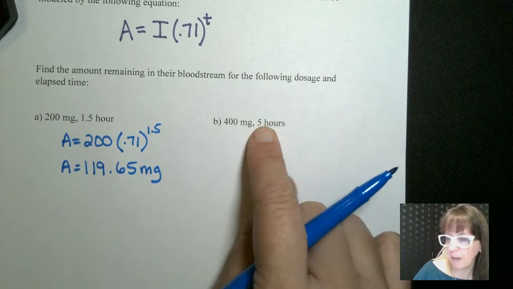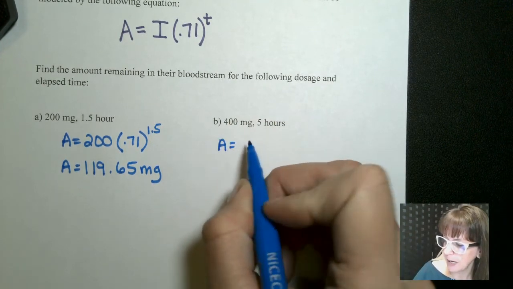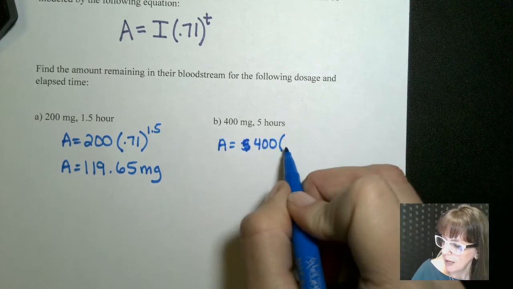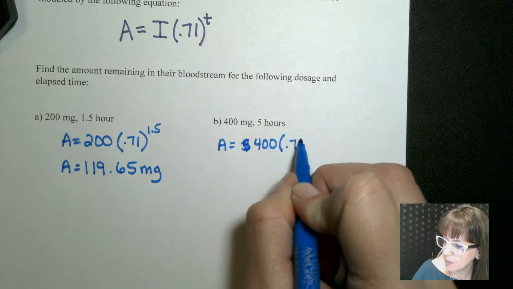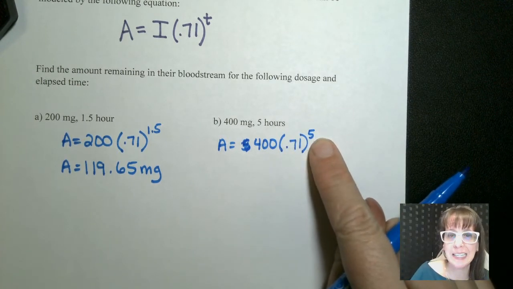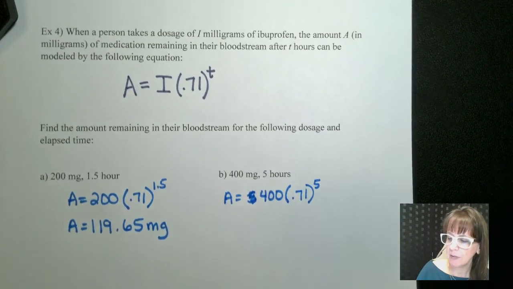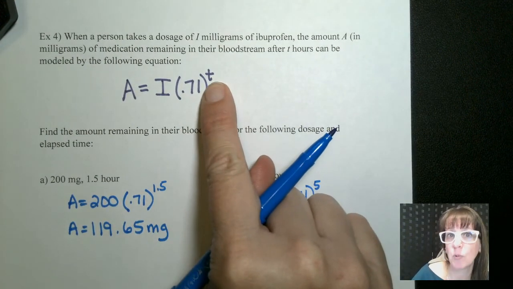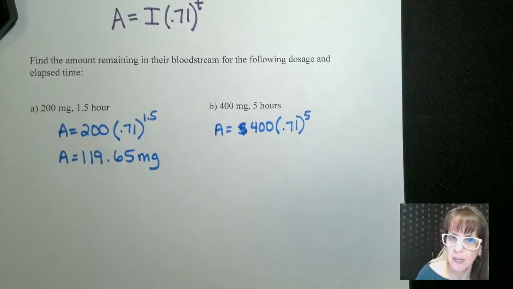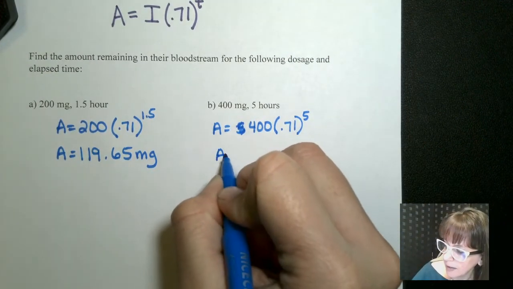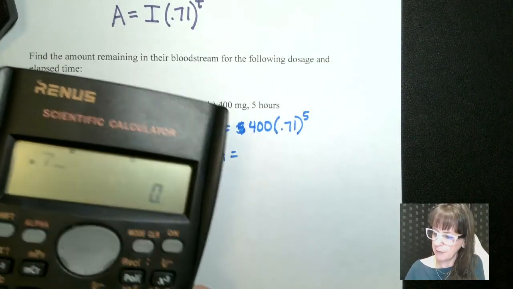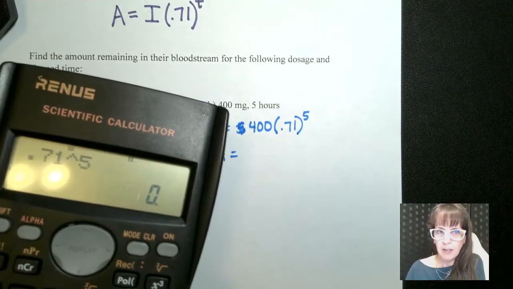Now, 400 milligrams, 5 hours later. Same idea. We have 400, and we say 0.71 to the 5 hours. Normally our time represents years, but if the problem establishes t equals time in hours, then you can use it that way. That's why I said this is kind of a challenge problem, because it's a little bit different.